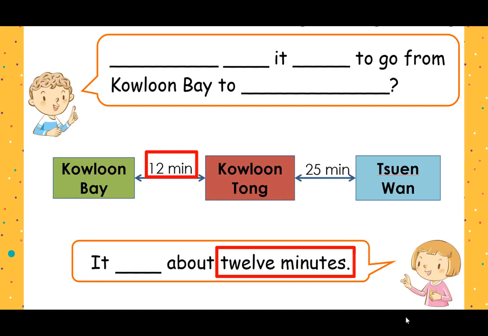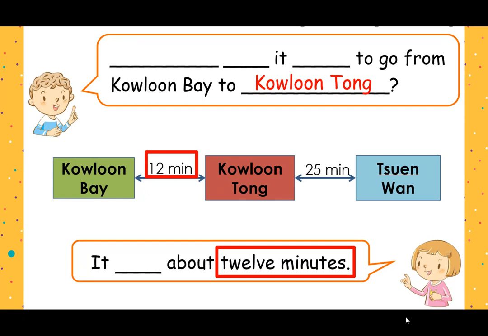This time is getting a little bit more complicated. We need to know which two places we are asking about. The answer here shows 12 minutes. So which two places are we talking about? Yes, Kowloon Bay and Kowloon Tong. Let's put down Kowloon Tong together and complete the question together.